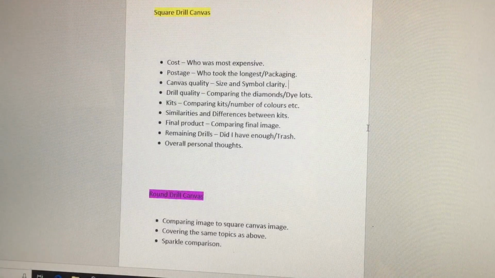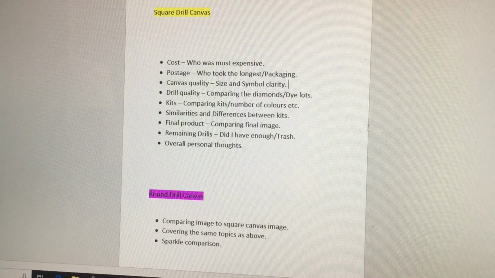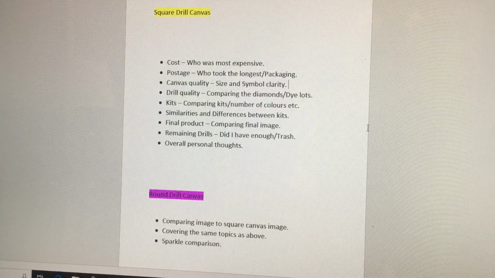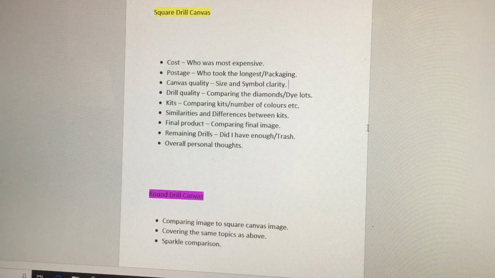Does this mean that if I do this experiment, this is the final word on which store is the best? No, it doesn't mean that. It just means that in this particular comparison, this is what I thought, my personal feelings of what came out on top. You can make your own decisions looking at the final product.